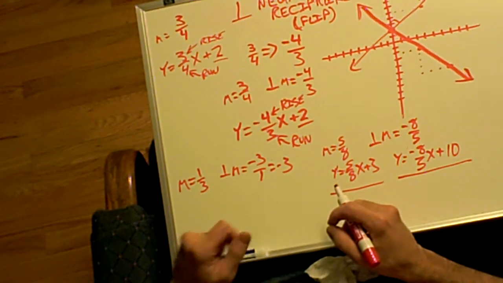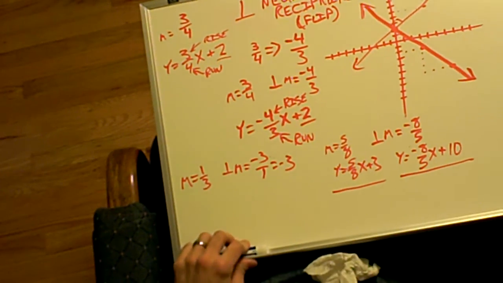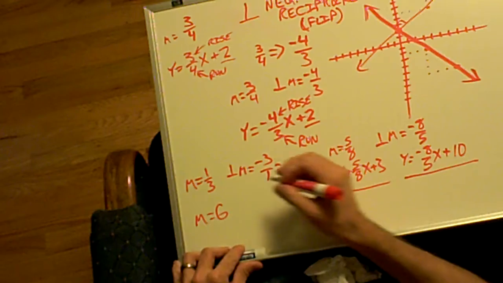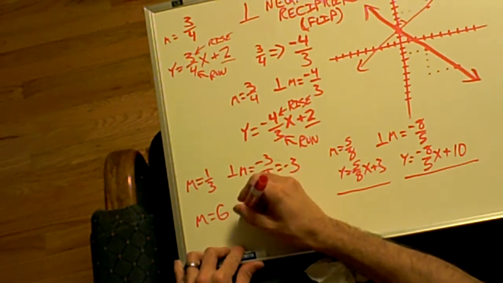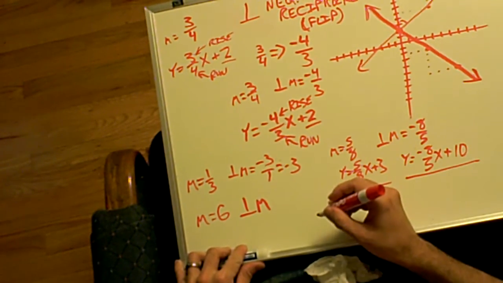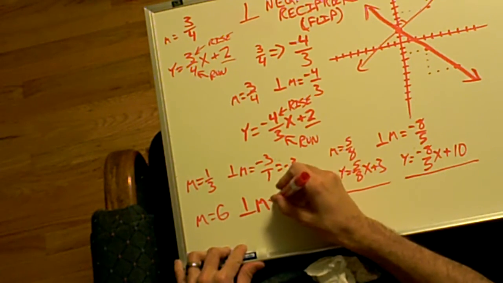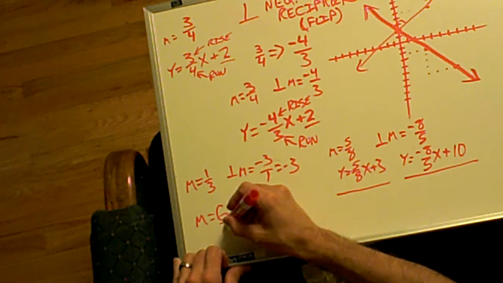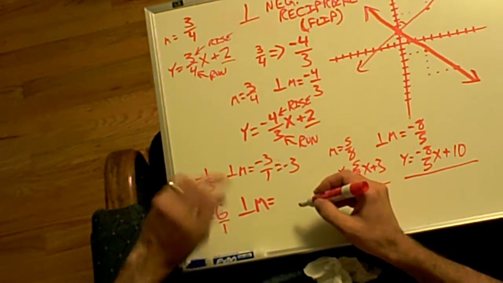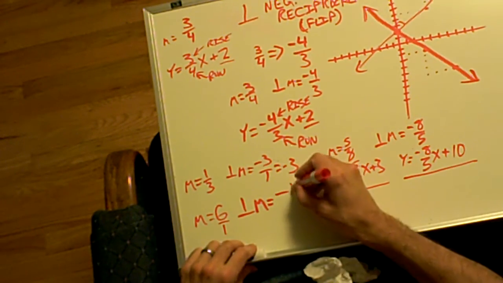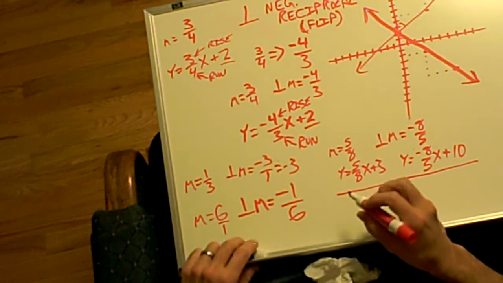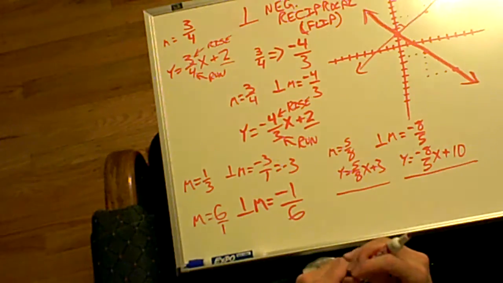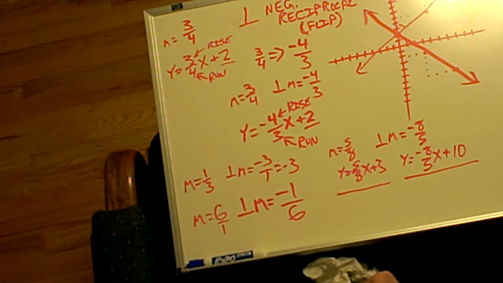So let's go ahead and try one more exercise. If we have a slope of 6, what is the perpendicular slope to that? Remember, this is 6/1, so we have to flip that and make it negative, -1/6.